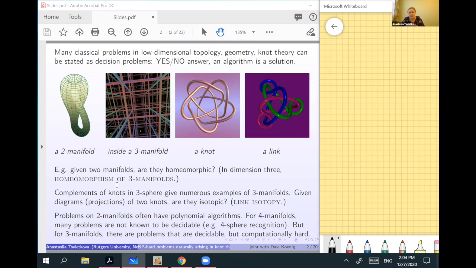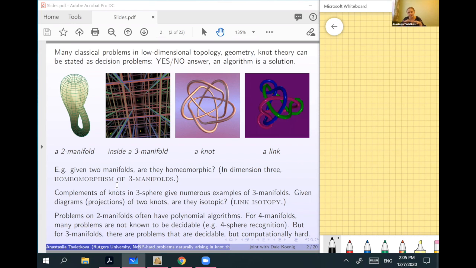If you look at four manifolds and beyond, very often you end up having either problems that are undecidable or problems that are not known to be decidable. So a common example, if you just look at sphere recognition, two-sphere recognition is relatively simple. But if you have four-sphere recognition, you still don't know if it's decidable or not. And then beyond dimension 4, it's undecidable.